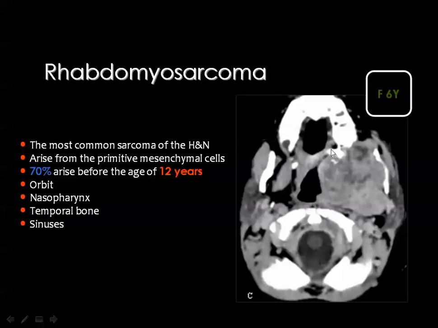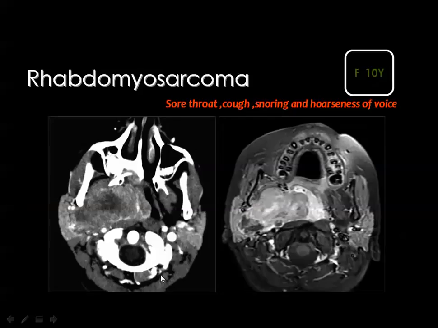There is erosion and destruction of the alveolar margin. There is also erosion and destruction of the mandibular ramus, maybe invasion of the parotid gland, and of course invasion of the pterygoid muscles as well as the wall of the pharynx. And this is a rhabdomyosarcoma.